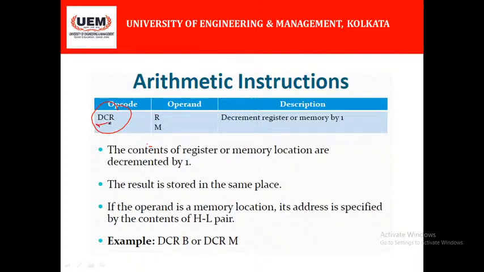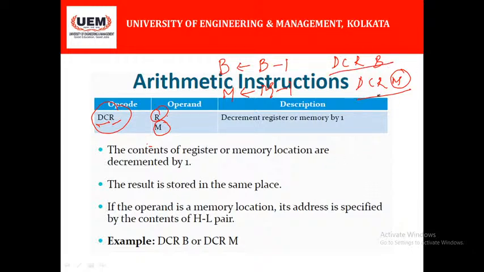So DC stands for decrement and R for register. So DCR R and DCR M are two versions. DCR R, then suppose DCR B, then what happens? The value of the B register will be decremented by 1. The result is stored in the same location. Similarly, DCR M, here we are using a memory location. Then the memory location value will be decremented by 1. The result is stored in the same location. DCR M is in memory addressing mode and DCR B is in register addressing mode, as B is a register.